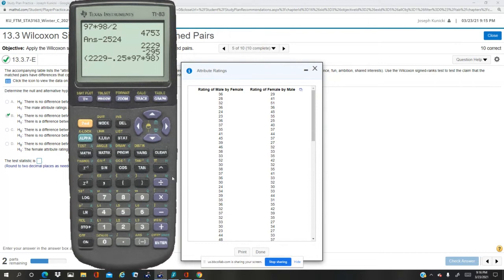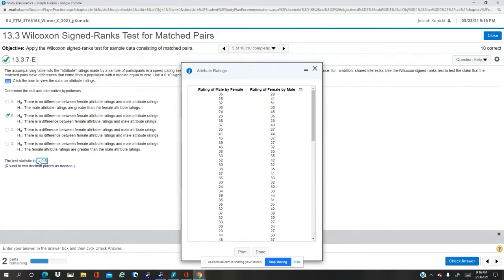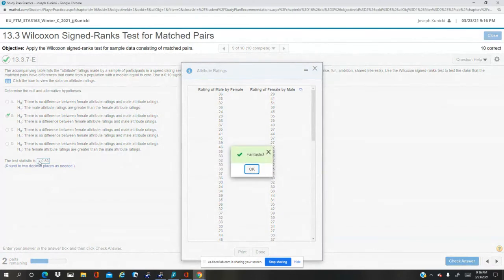And that's divided by the square root of N, 97, times N plus 1, 98, times 2N plus 1, which is 97 times 2 plus 1, divided by 24. So the Z is minus 0.5307. They want 2 decimal places, so negative 0.53. Okay, so that's the Z stat.